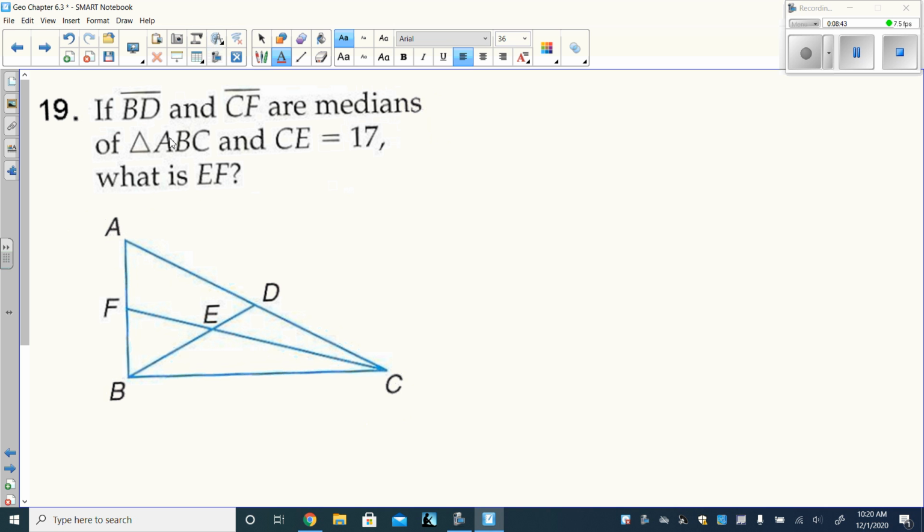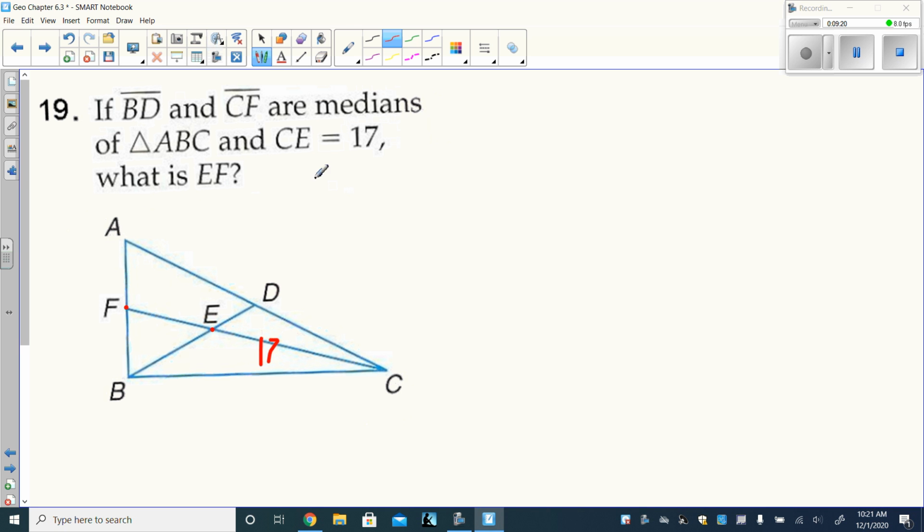So let's look at this one here. If BD and CF are medians, okay, so we're talking about medians, so point E is a centroid of ABC, and CE is 17. What is EF? Well, EF, going from the centroid to the side, is the smaller part of the line, and is equal to half of the bigger, or 1/3 of the whole. And CE is what they told me.